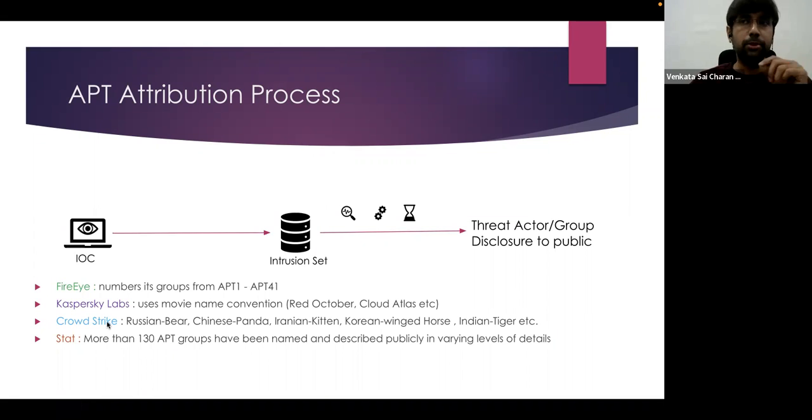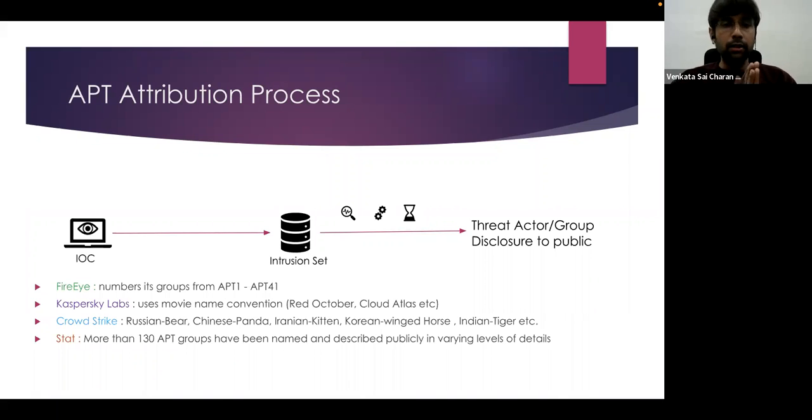They attribute the attackers based on different animal names, which reflect the country name. Bear stands for Russian, panda stands for Chinese, kitten stands for Iranian, and tiger stands for Indian. As of now, we have 130 APT groups which are publicly disclosed by various security firms.